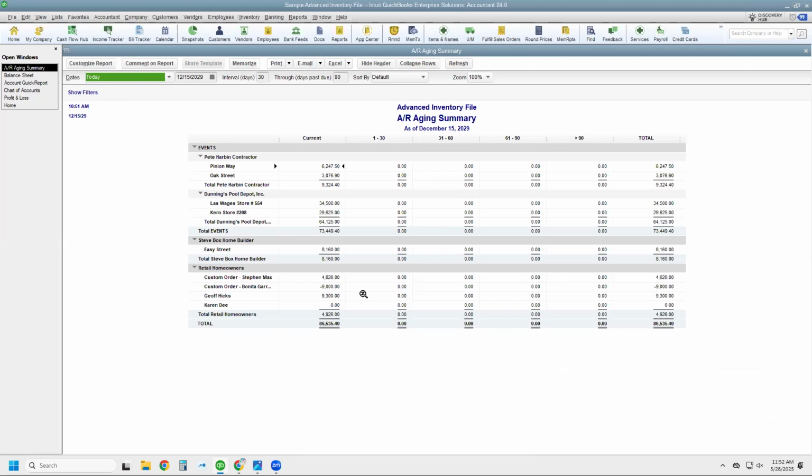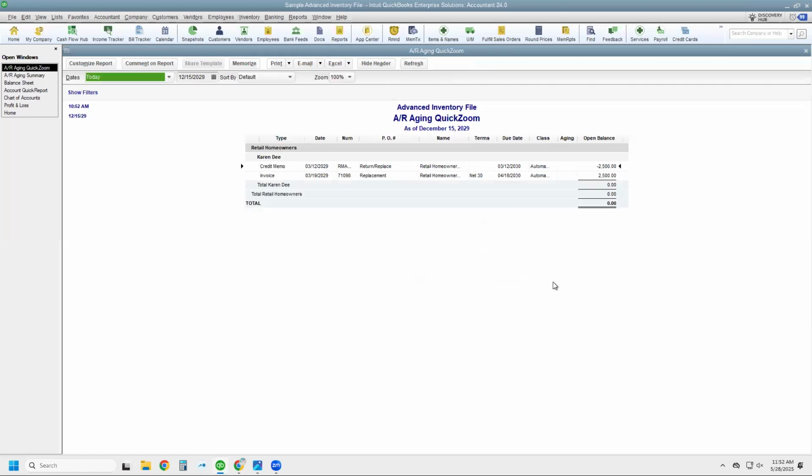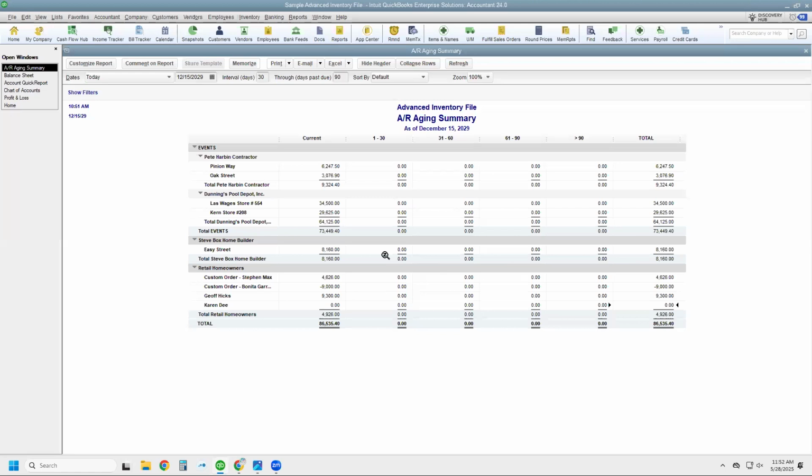What's going on? Next thing you might look up from a cleanup perspective is Karen D has $0. Why is she on this report? I double click on it. It's because she has a credit memo that hasn't been applied to an invoice. That's the kind of simple stuff that can help make a report look so much cleaner. And again, old is comparative. What is old to you versus what is old to your client? These are things you need to discuss with your client.